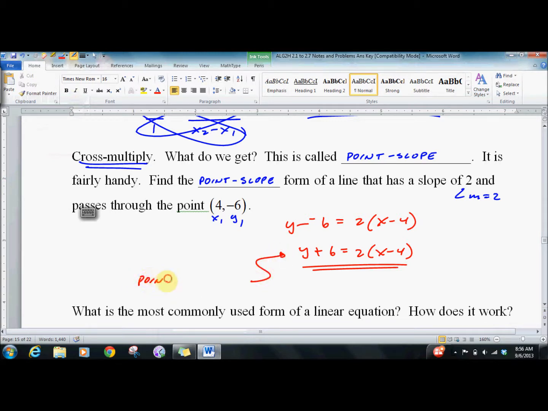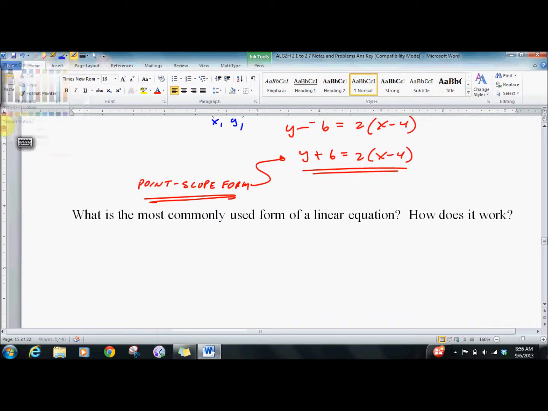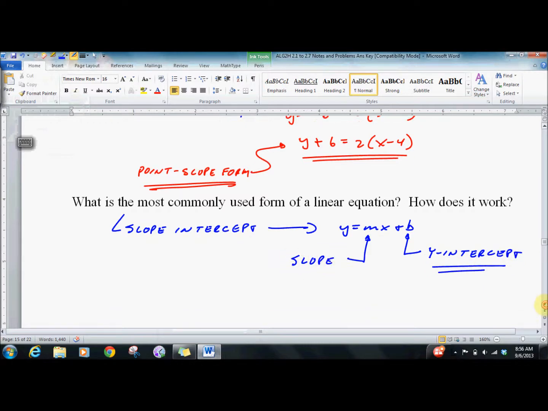And it's a form of a linear equation. The most common one, of course, is slope intercept. And it looks like y equals mx plus b. It's real common because it's simple, easy to graph. This is the y-intercept, where it hits the y-axis. This is the slope.